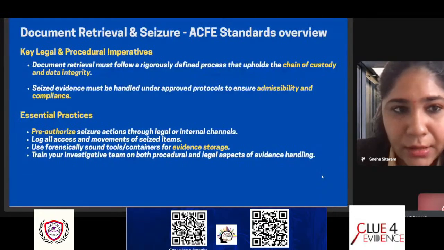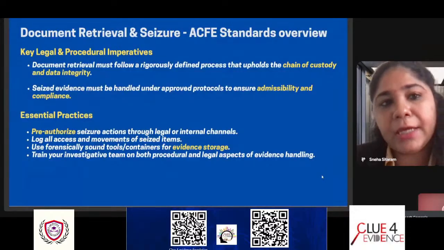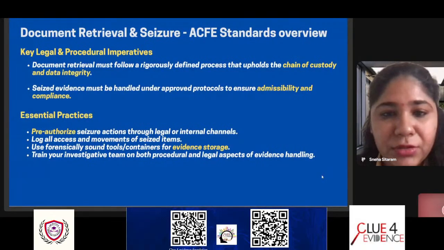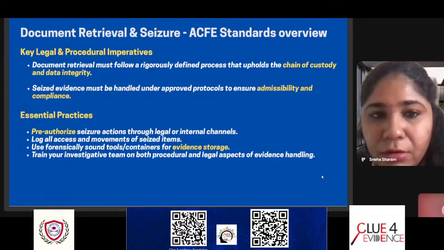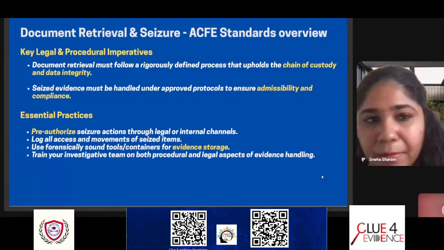Right. So this is again the document retrieval and seizure. So these are all the protocols which we normally have.